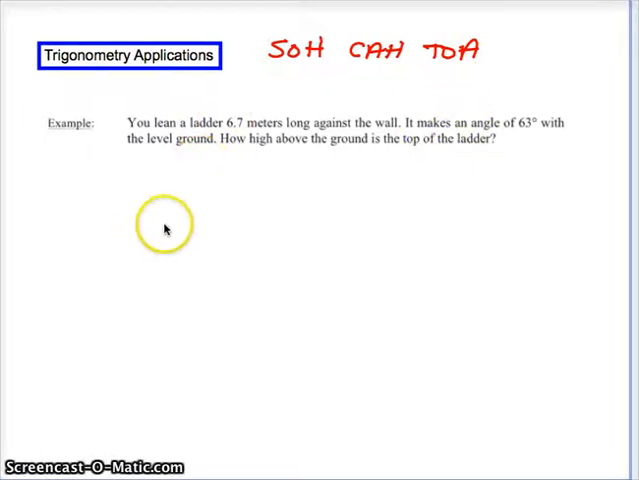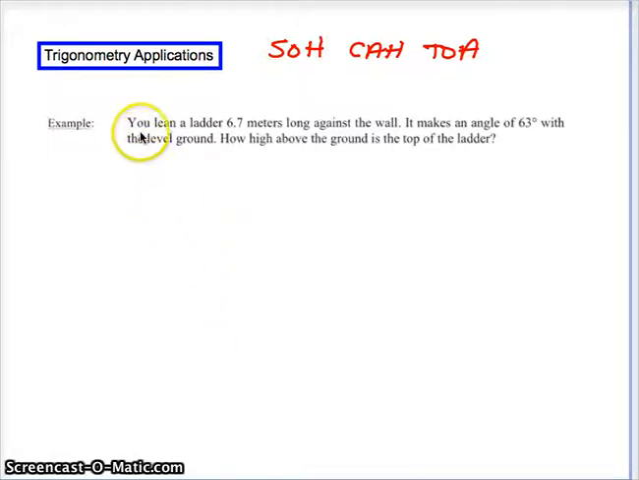Alright, when we look at application problems, the key to each one of these questions will be to draw yourself a picture, label it with the information given, and then identify what you're supposed to find. When you've drawn a picture and labeled it correctly, it looks like any other problem that you've tried to solve before.